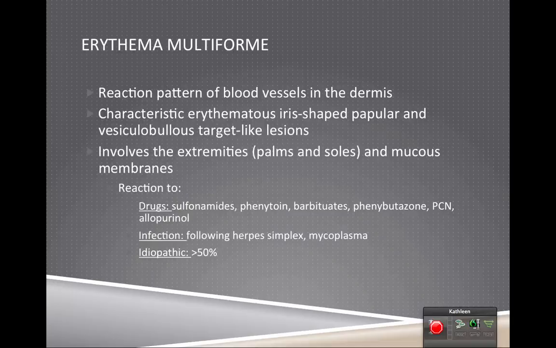Erythema multiforme, a reaction pattern of blood vessels in the dermis, with characteristic erythematous iris-shaped papular and vesicular bullous target-like lesions. It involves the extremities, palms, and soles, and mucous membranes. It can be a reaction to drugs, an infection, or it can be idiopathic in greater than 50%.